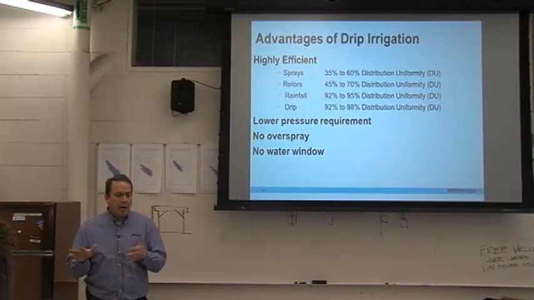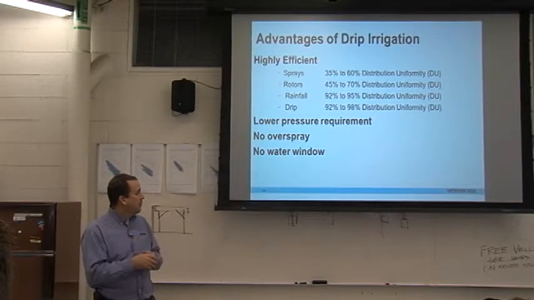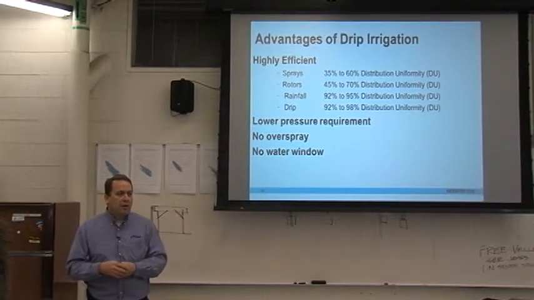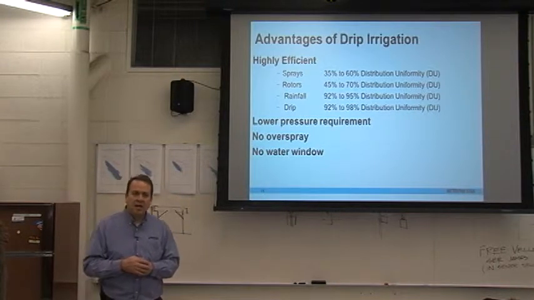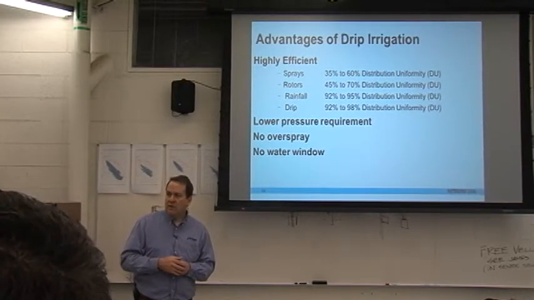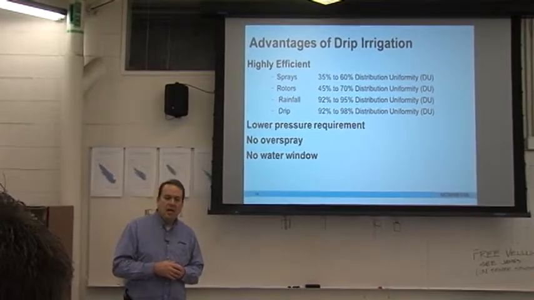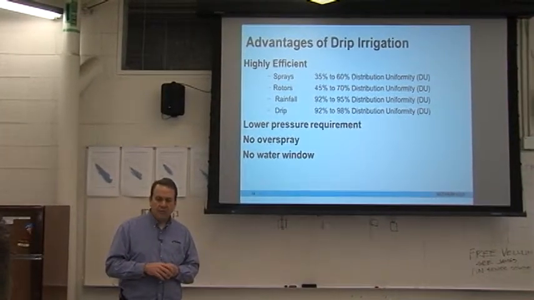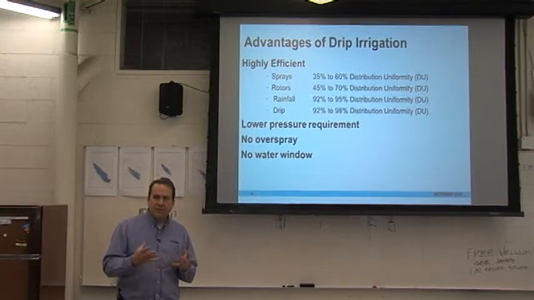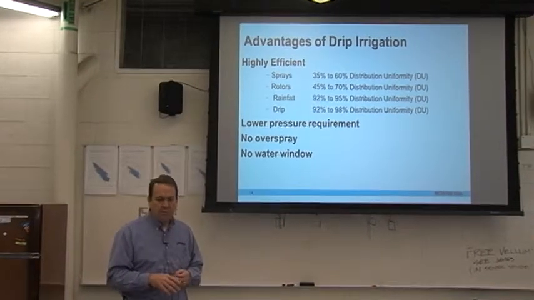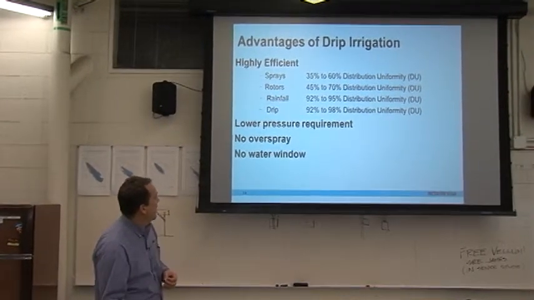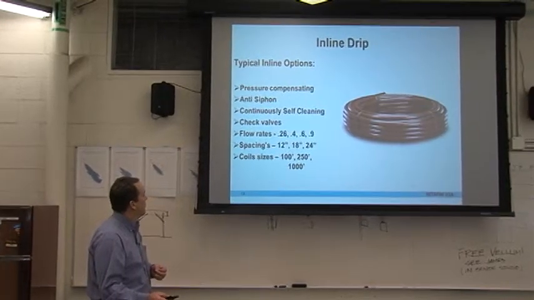No overspray, as we saw before, because we're not throwing the water in the air. The water is not running off or being affected by the wind. And then no water window. With drip irrigation, we can typically irrigate whenever we want. It does not tend to fall within the water restrictions that cities apply, primarily because drip is so efficient. They allow us to irrigate whenever we want. We're not throwing the water in the air, and that helps. Okay.